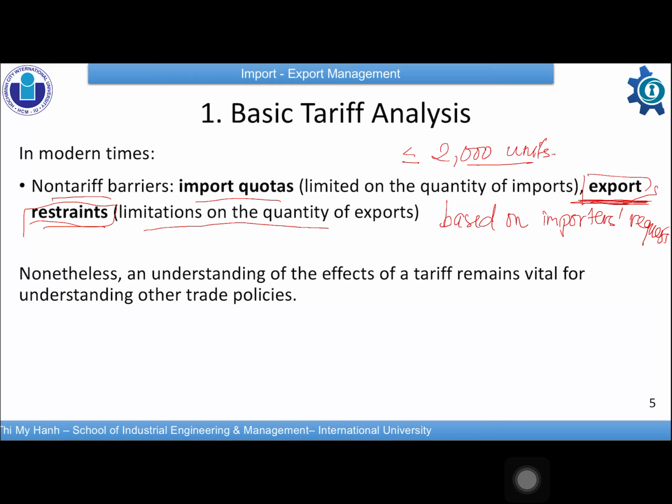Nonetheless, understanding of the effects of a tariff remains vital for understanding other trade policies. So to understand other trade policies, it is also important to understand the effects of the tariff first. That's why we will see what the effects of a tariff are for both importer and exporter country.